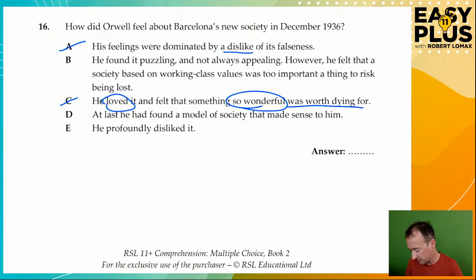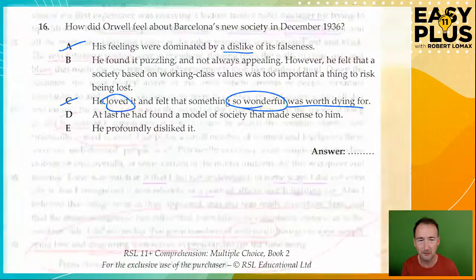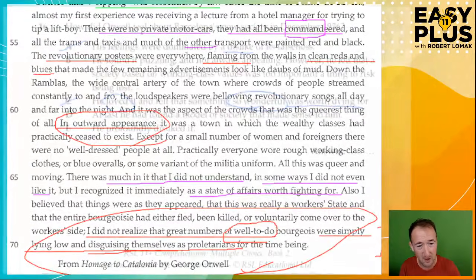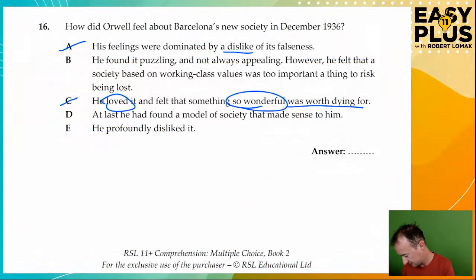D: At last he had found a model of society that made sense to him. Interesting. Could it be that? "There was much in it that I did not understand." Nope, it is not that. The thing here is, you don't need to understand every aspect of all these sentences perfectly. If you can see "made sense to him" and see "much I did not understand" in the text, you know that's wrong. If you can see "in some ways I didn't even like it," you can see that "loved it" is wrong, and so on.